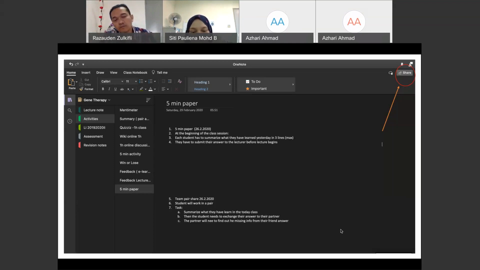Lepas tu kita pun boleh bagi komen. Macam sebenarnya macam blogging lah OneNote ni. So macam itulah yang saya gunalah sepanjang guna OneNote ni.